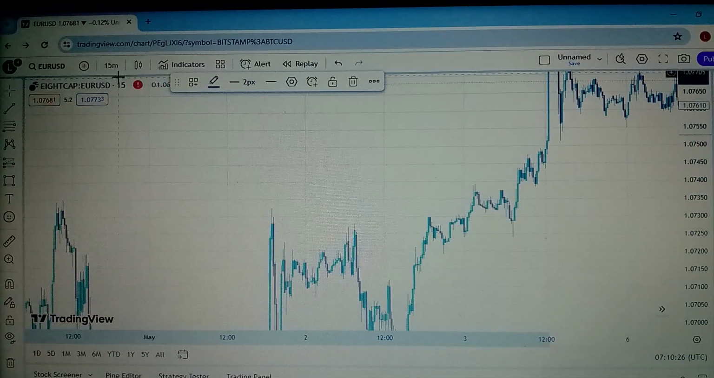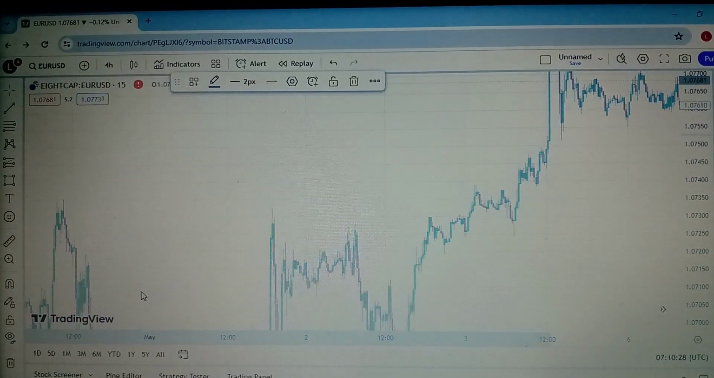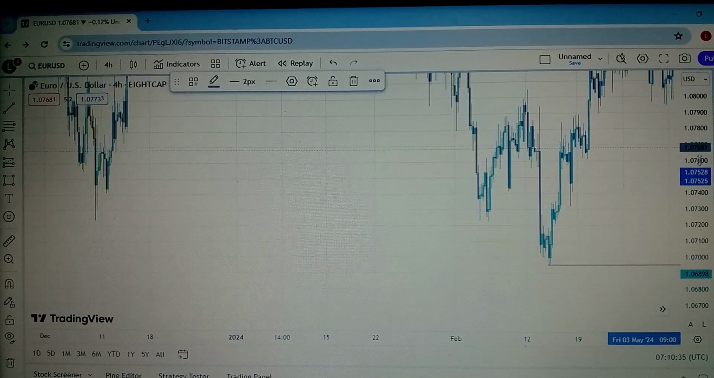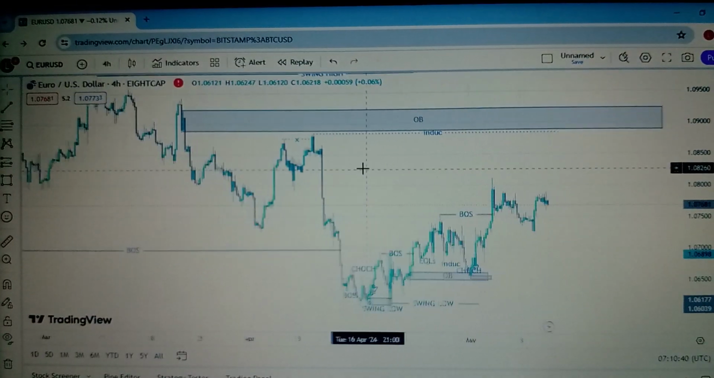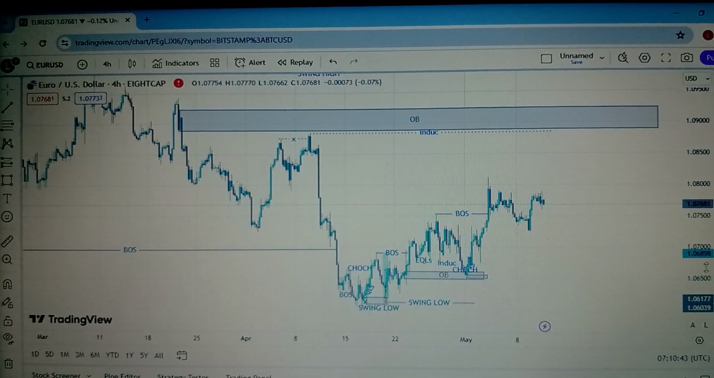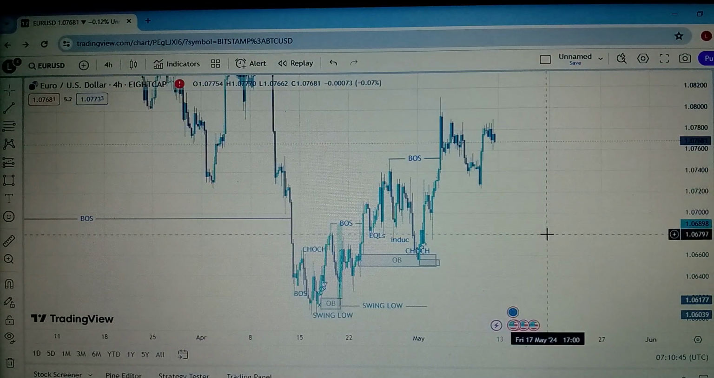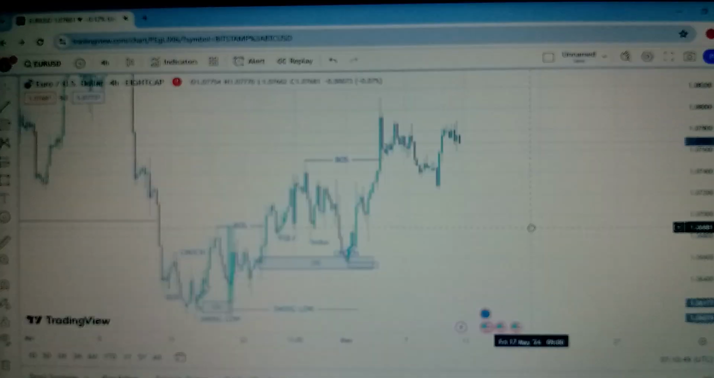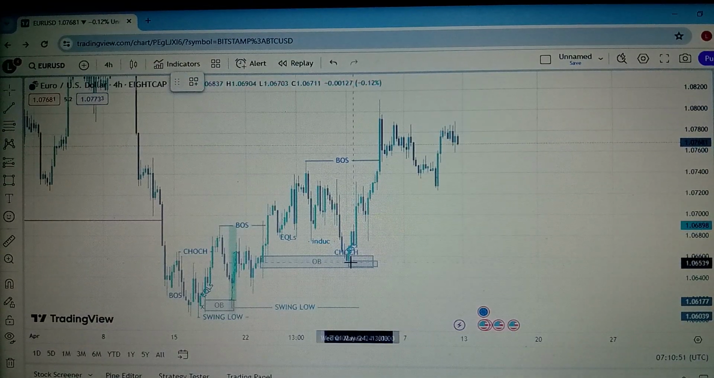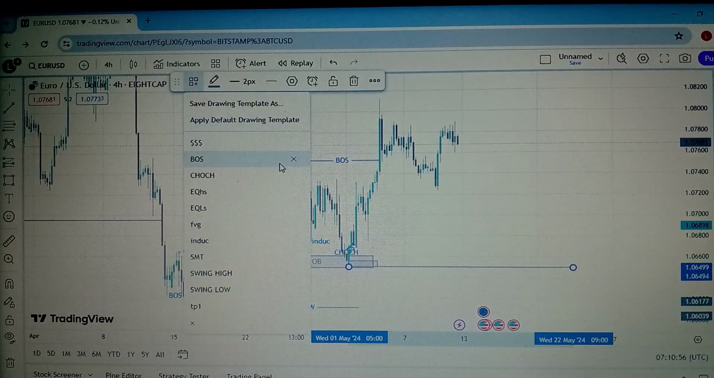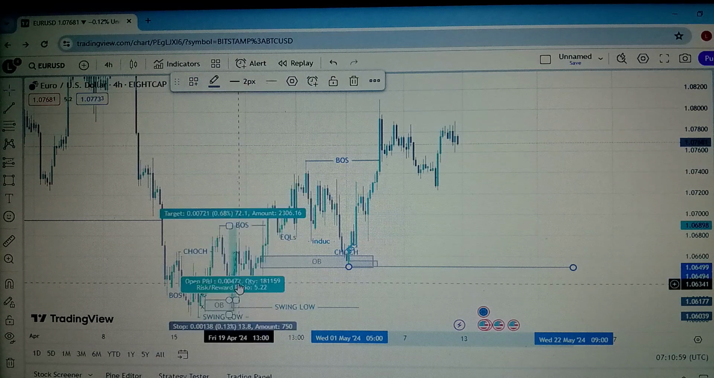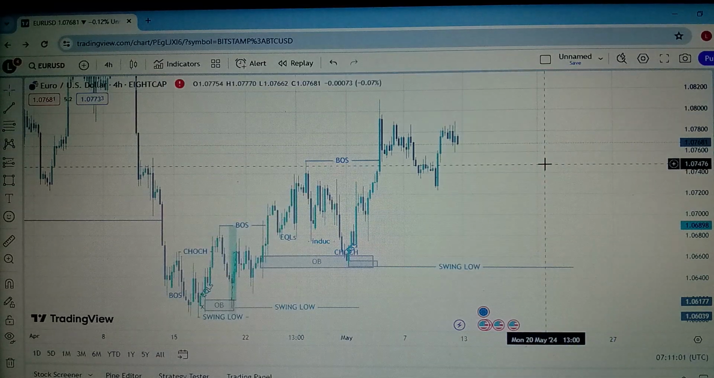Let's start on the 4 hour again. As you can see, I've been showing you how to trade a pullback on the 4 hour. We didn't get tagged into the trade, right? Anyway, we had a break of structure, and right now our swing low is right here. So we're trading from this swing low, right? Trading from the swing low.